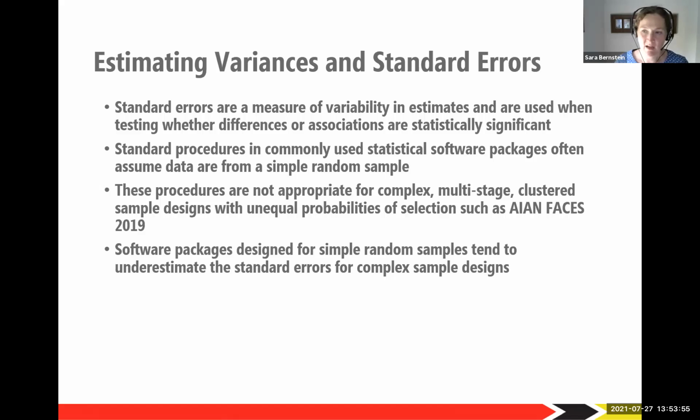Software packages designed for simple random samples would tend to underestimate the standard errors using AIAN FACES data. So using inaccurate standard errors when testing your hypotheses can lead to identifying statistically significant results where there are none present, a type 1 error, or vice versa, a type 2 error. Using the correct standard error helps to reduce the chances of those two types of errors.